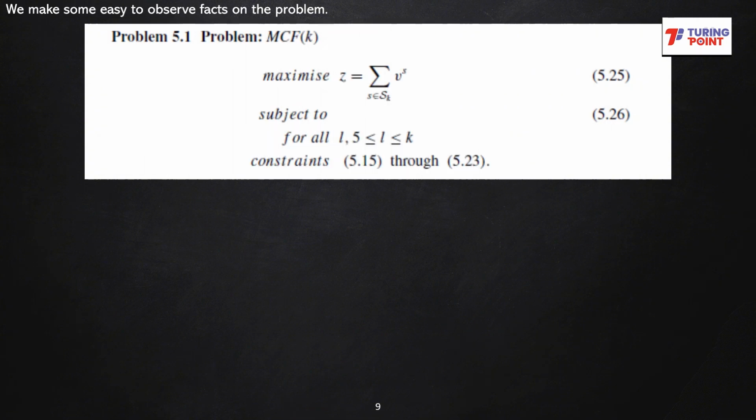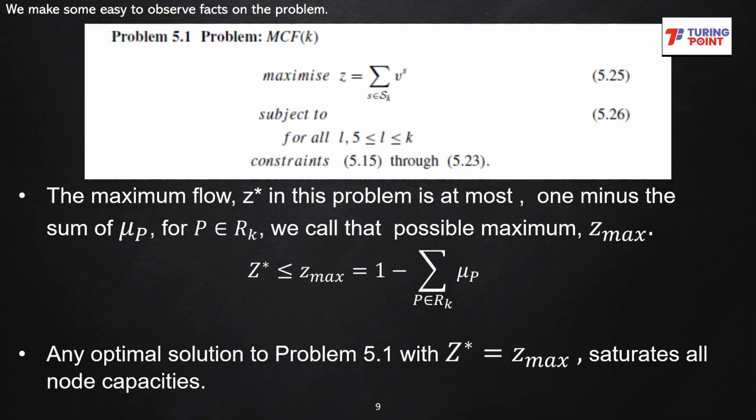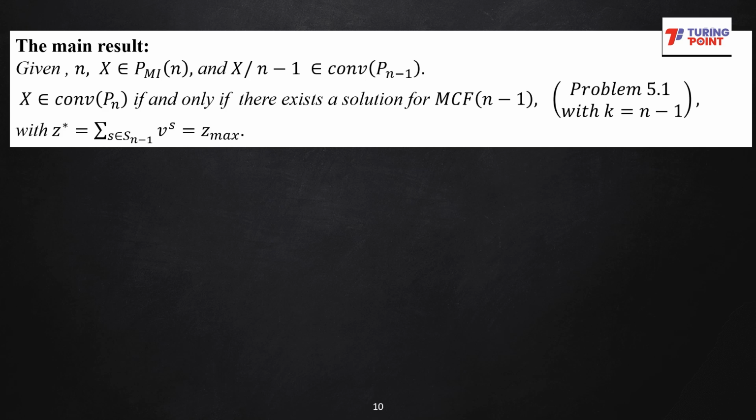We make some easy to observe facts on the problem. Firstly, the maximum possible flow Z star in this problem is at most 1 minus the sum of mu p, for p in the set of rigid pedigrees, R, K. We call that possible maximum Z max. If Z star equals Z max, then the bundle capacity X bar V at each node V is saturated. We shall show in the next 2 episodes the important result that a necessary and sufficient condition for X to be in convex Pn, the pedigree polytope for N, is that the optimal solution Z star to the problem MCF N-1 is equal to Z max, the maximum possible value.